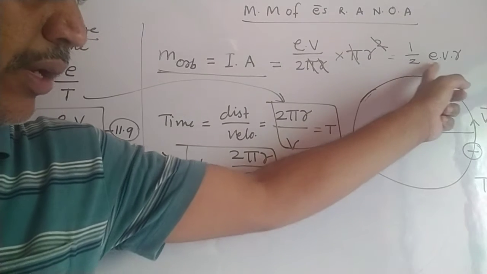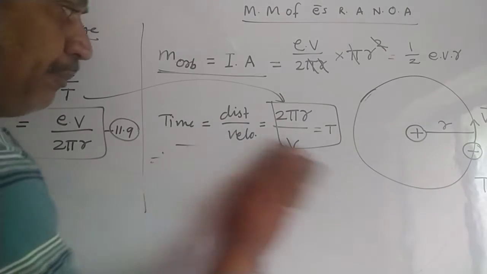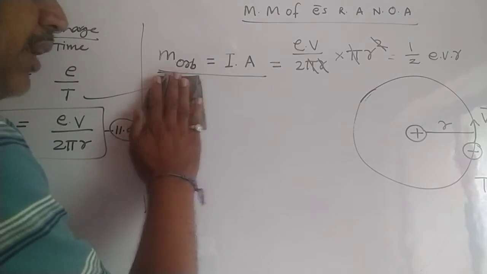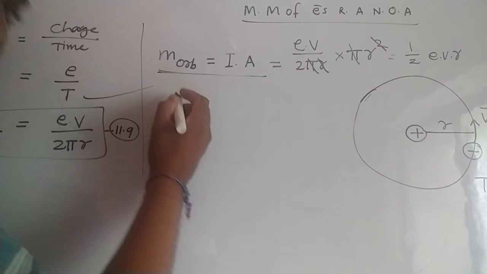Just 1 by 2 EVR is the resultant answer. Now suppose I want to find out a little bit, I will erase this part. We'll write some here, and the next topic I will write here. Suppose I want to find out angular momentum. Might be all of you are well known about it.